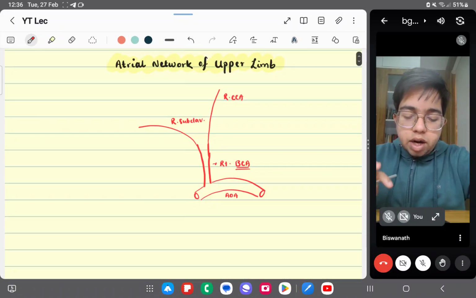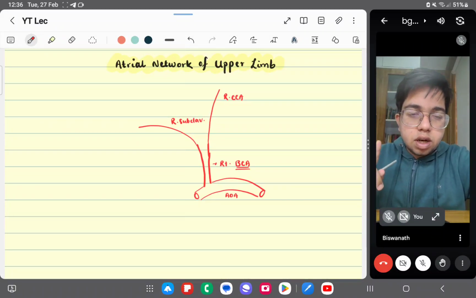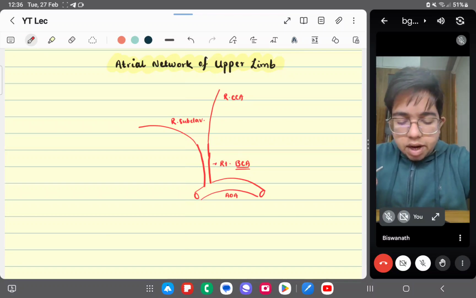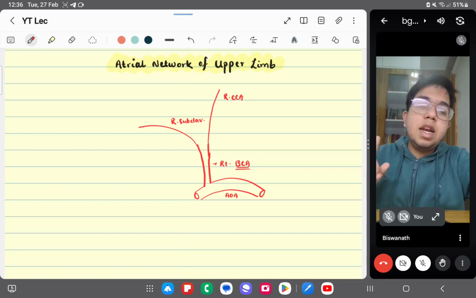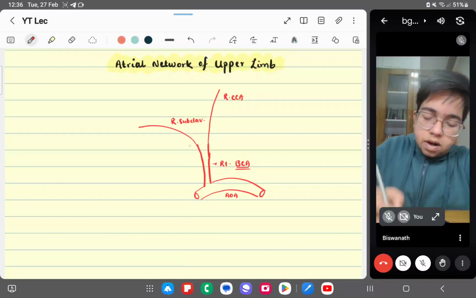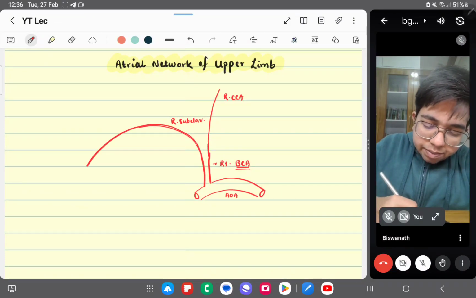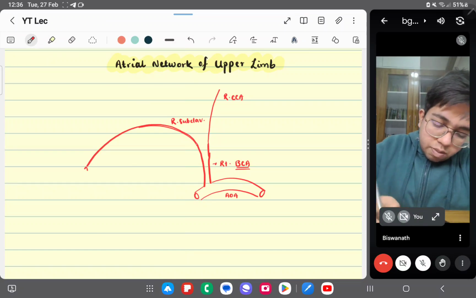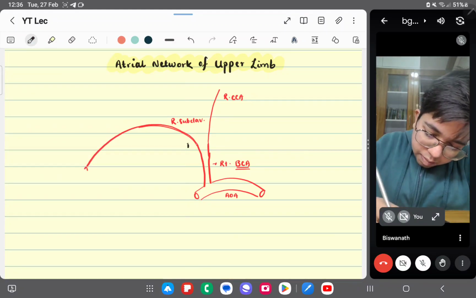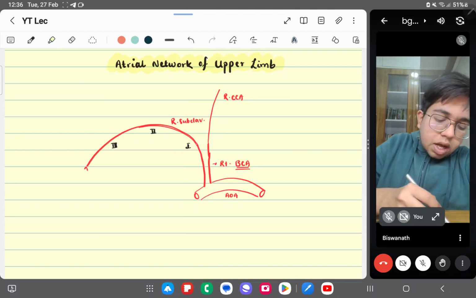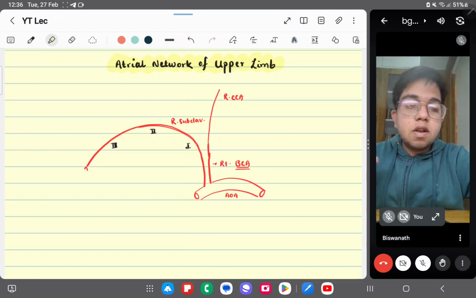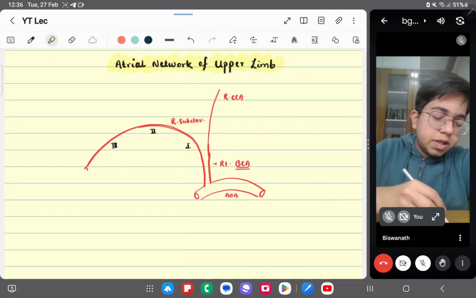But here we want the right subclavian artery. So the topic of discussion basically is the right subclavian artery. Remember, it has three parts, divided by the scalenus anterior muscle. So here is the right subclavian artery, let's assume, and it has parts 1, 2, and 3, divided by a muscle called the scalenus anterior.